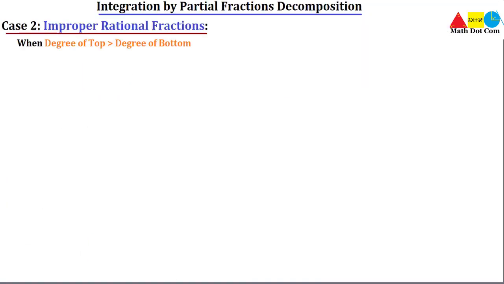Hello everyone. Today we are going to learn the second case of integration by partial fraction decomposition. As we have seen the first case, where there will be non-repeated linear factors in the denominator. Now let's see today what case 2 is. Case 2 is the improper rational fractions.